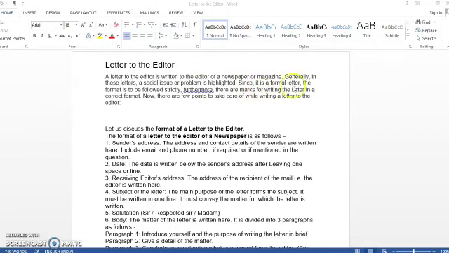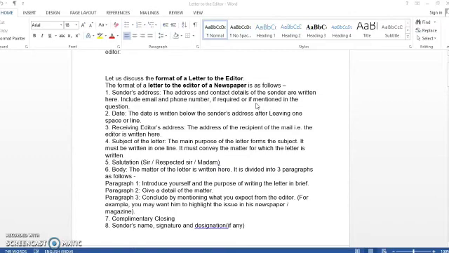Now, since it's a formal letter, the format is to be followed strictly of a formal letter. Furthermore, there are marks for writing the letter in the correct format. From examination point of view, also format is important. Now, there are few points to take care of while writing a letter to the editor. So let us discuss the format of a letter to the editor.